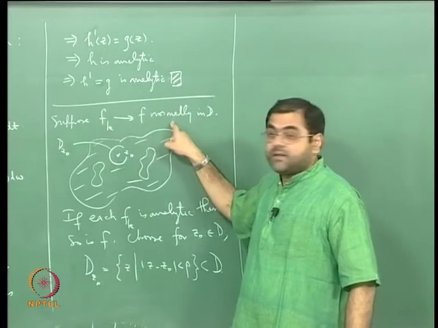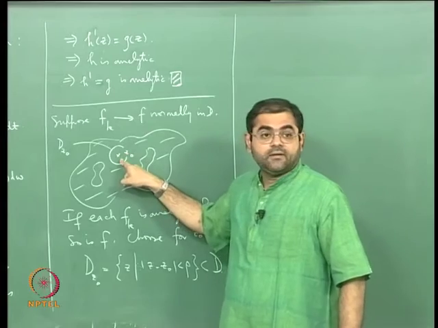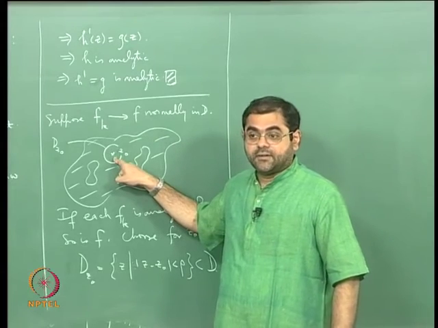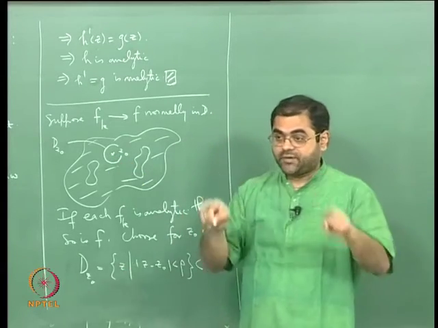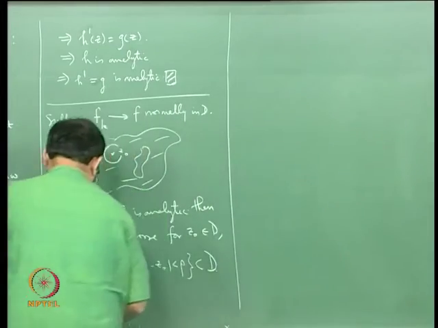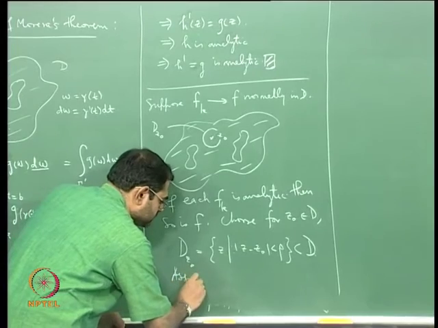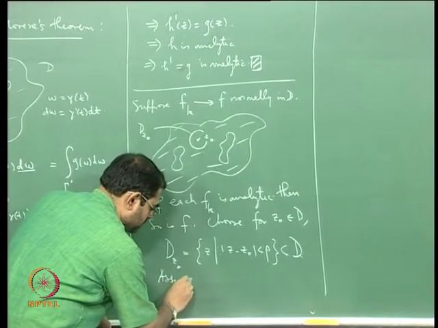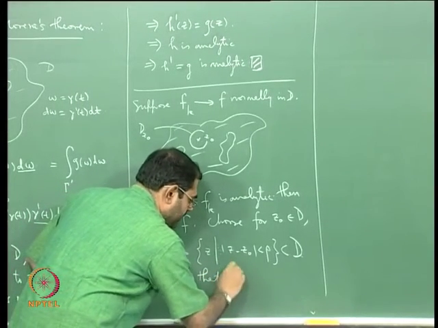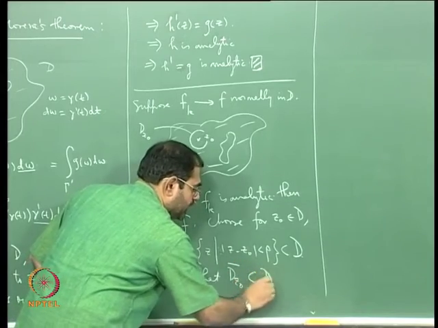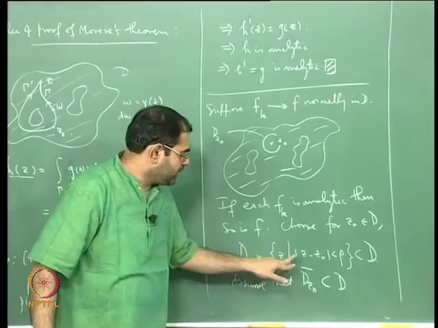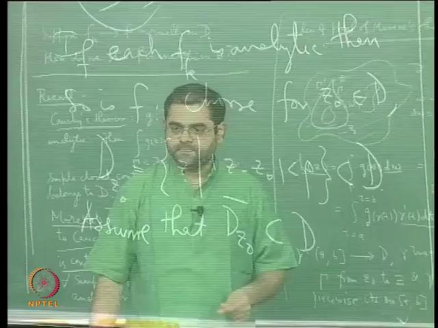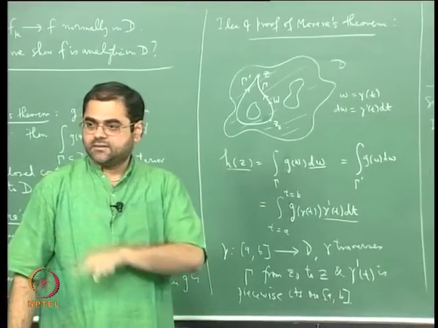Because f_k converges to f normally means f_k converges to f in every compact subset. So it will converge to f in the closure of this disk, which is this disk along with the boundary circle. Okay. So if you want, let me write that. Assume that D(z0) closure is contained in T, which means the set of all points such that |z - z0| = rho is also in T. Okay, that's the boundary of the disk. That boundary circle is also in T.